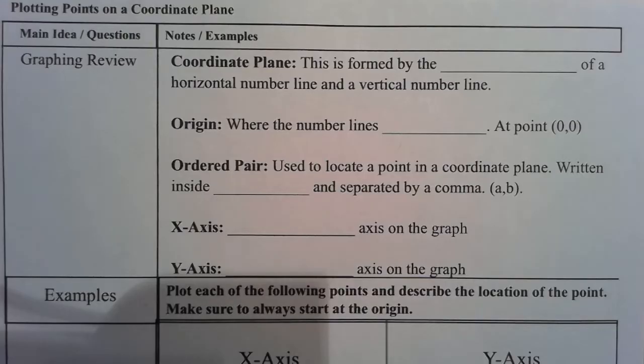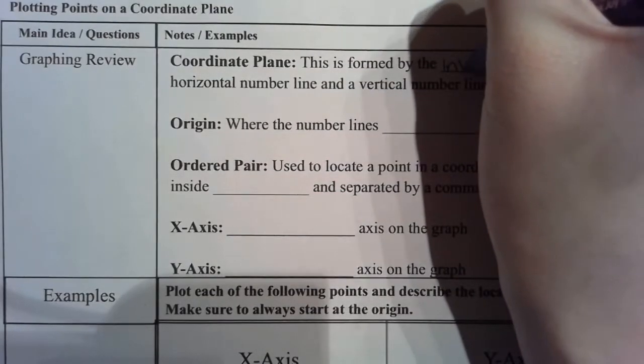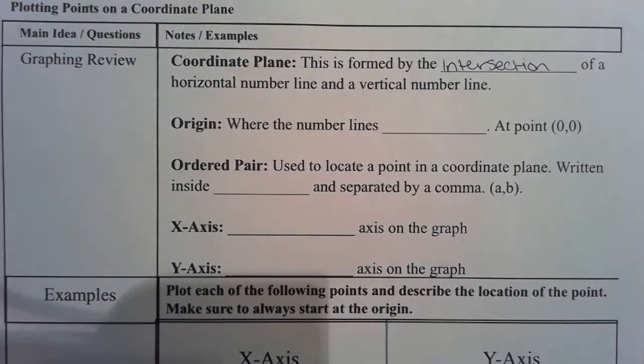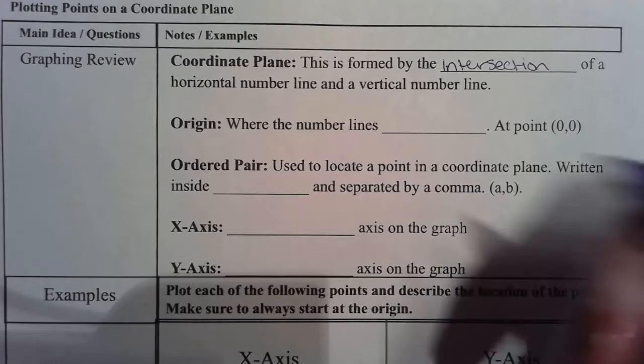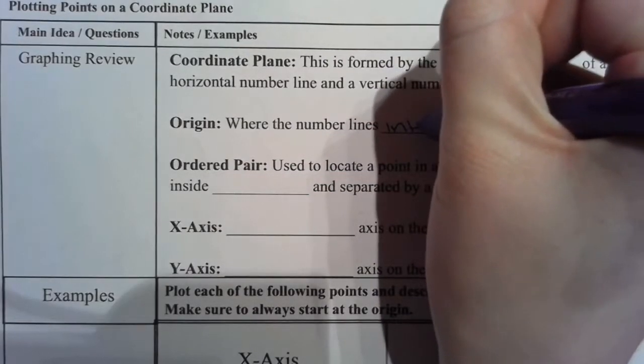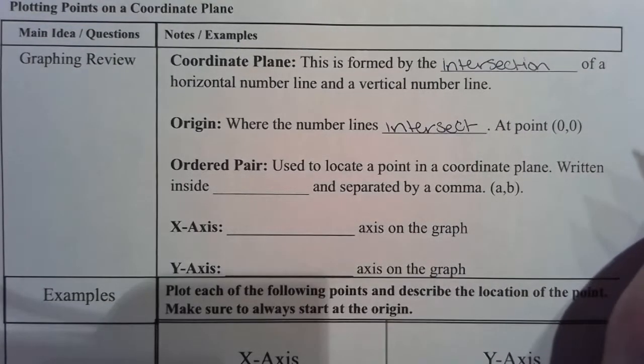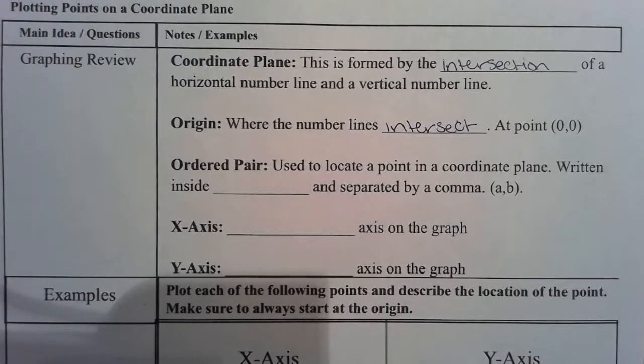All right, so a coordinate plane is formed by the intersection of a horizontal number line and a vertical number line. The origin is where the number lines intersect. They intersect at the point (0, 0), right at the center.